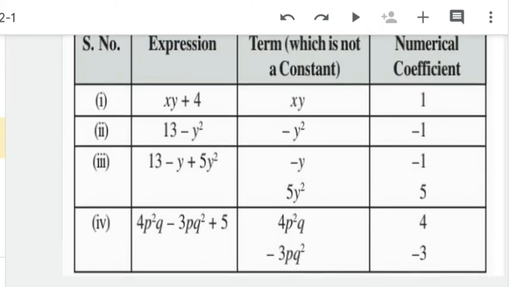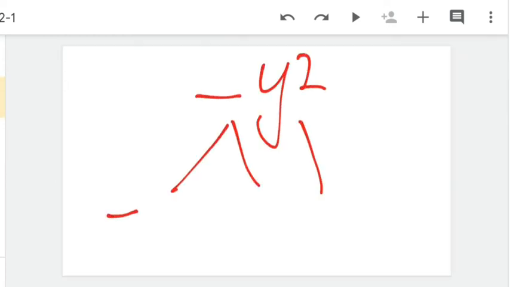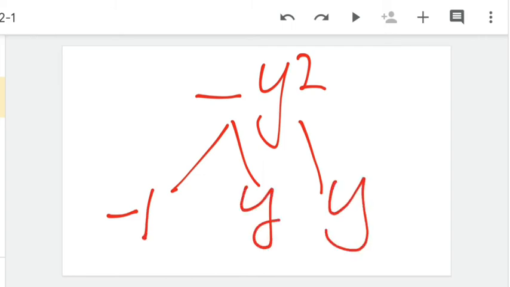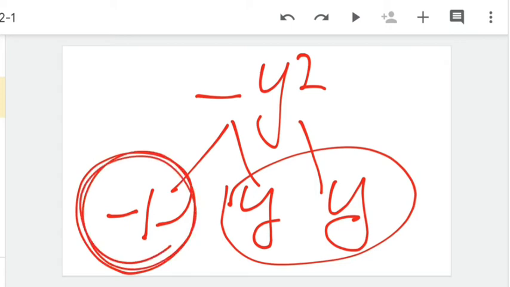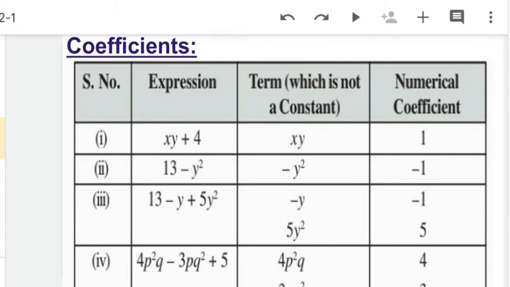Now focus on the second part, which is 13 minus y square. 13 is a constant, so we will leave it. The second term is minus y square. How many factors do we have? Minus 1, y and y. These two are variables, so our numerical coefficient is minus 1. Minus 1 is the numerical coefficient for the term minus y square.